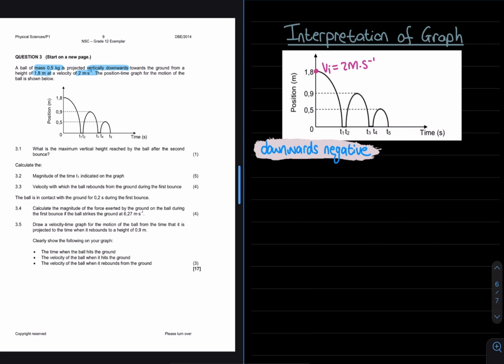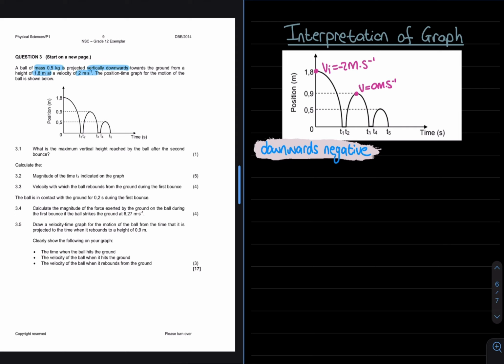For this problem, we will take downwards to be negative, therefore this initial velocity should be negative 2 meters per second. The ball hits the ground at T1 and is in contact with the ground from T1 to T2. It leaves the ground and reaches its highest point at 0.9 meters above the ground. Now remember, when the ball reaches its highest point, the velocity is equal to 0. It then accelerates back down and reaches the ground at T3.